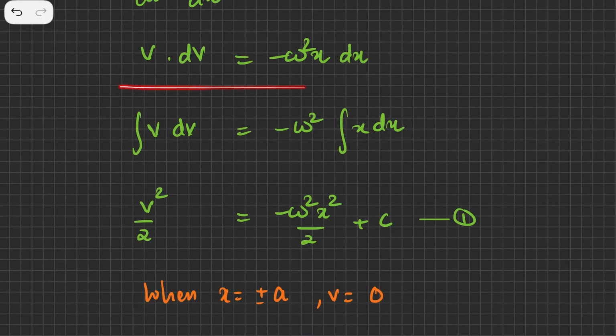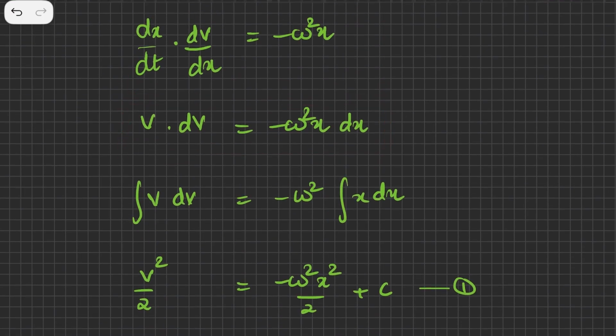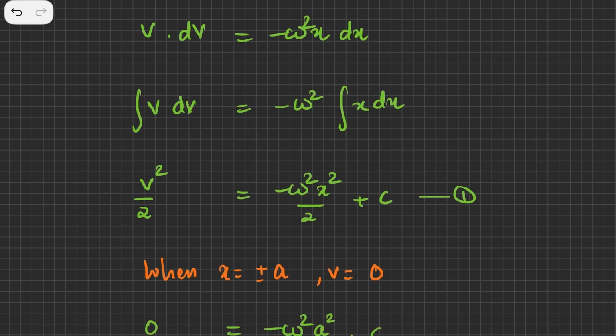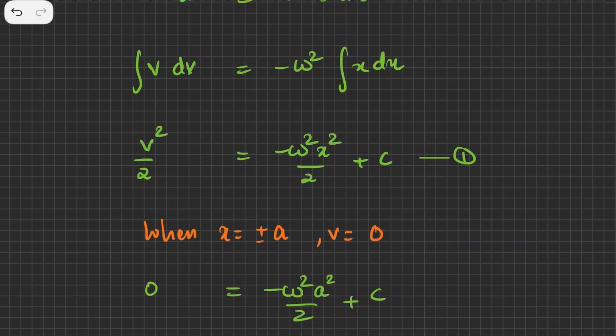Now at this position I see that there are only two variables, so I landed up with v and x. Omega is a constant. Now I am going to integrate this on both sides. Minus omega square is a constant, so I have taken minus omega square outside, and integration on both sides.